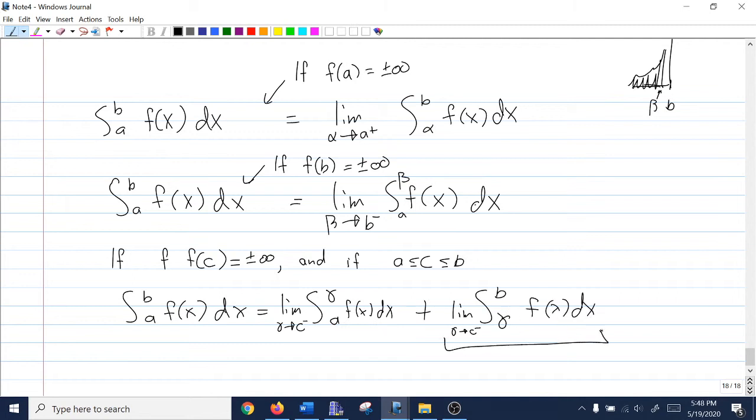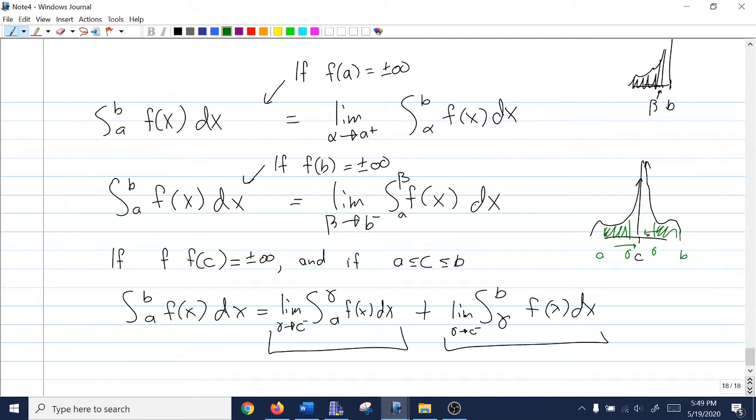So this is the integral of a little bit past gamma. Get that closer and closer to gamma. This is the integral from the left-hand side, right? I hope this makes sense. I have a place in the middle where the function goes crazy. If you want to try and integrate it from here to here, the way to define that is you say, well, I'll integrate from a to gamma, where gamma gets close to c. That'll give me all that stuff. Integrating from gamma to b.